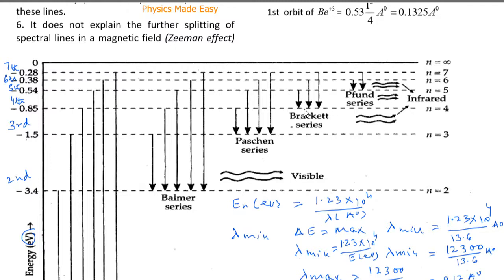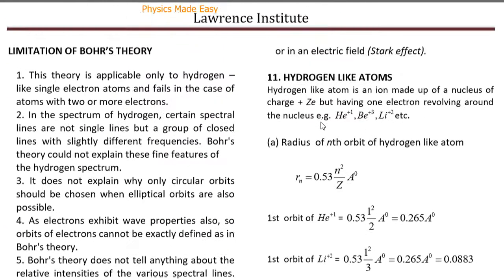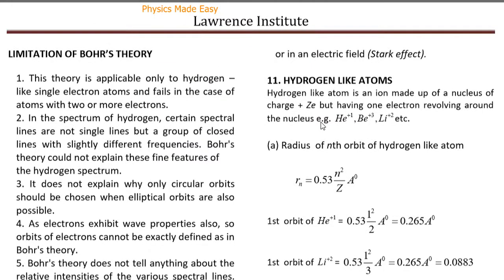If electrons from a higher level fall into the fourth level, in that case the Brackett series is formed. And this corresponds to lambda maximum. On the same line, if an electron from a higher level falls to the fifth level, then the Pfund series is formed. And this corresponds to lambda maximum. In this way, we have got the energy level diagram. Now we are done with the Bohr atom.